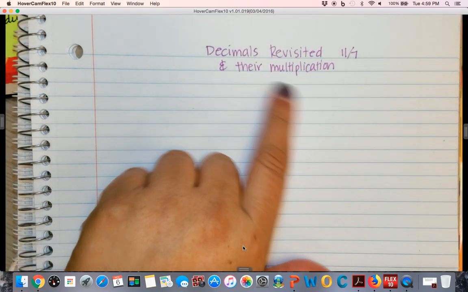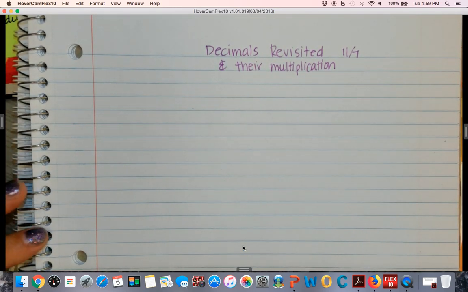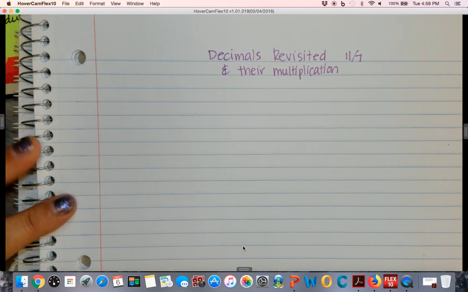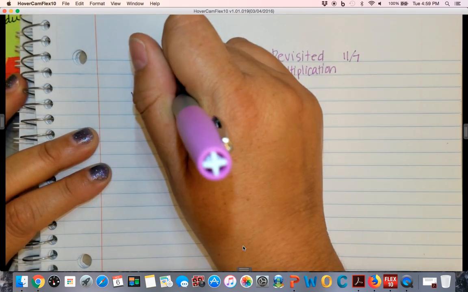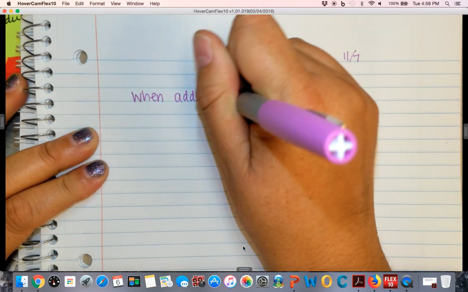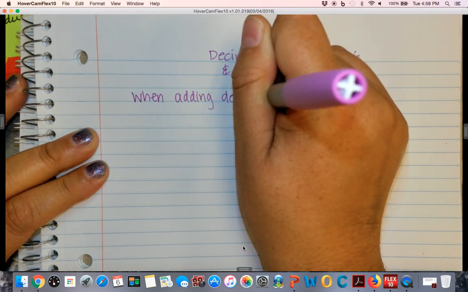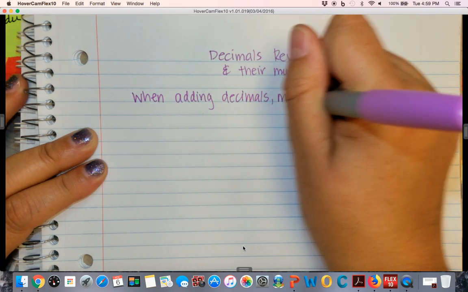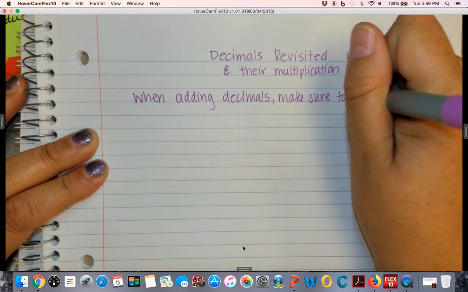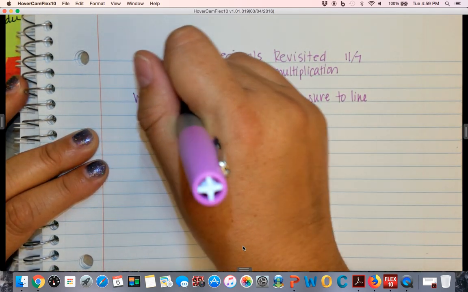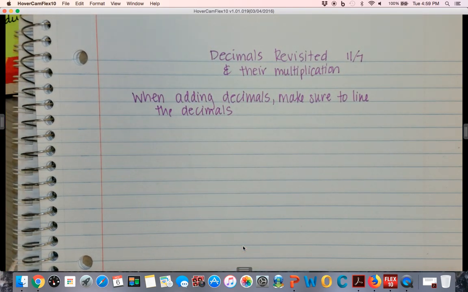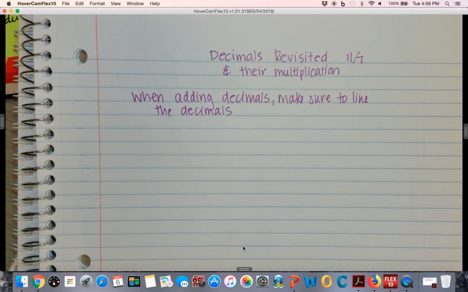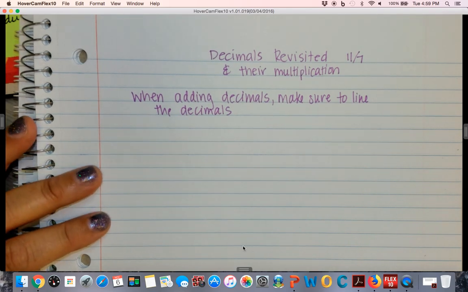So before I start the multiplication part, which we will be concentrating on, I want to revisit adding decimals. So when adding decimals, make sure to line the decimals up. And this is for adding and subtracting only. Okay? When we get into multiplication and division, it is different. Okay? So when adding the decimals, make sure to line the decimals up.